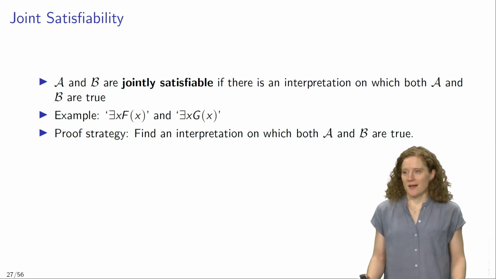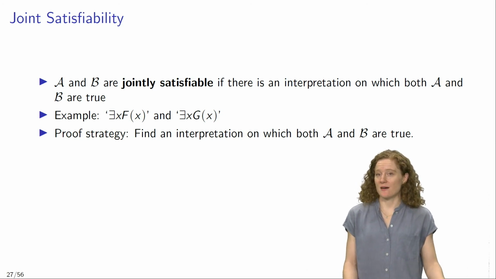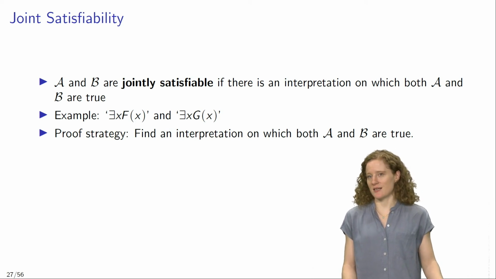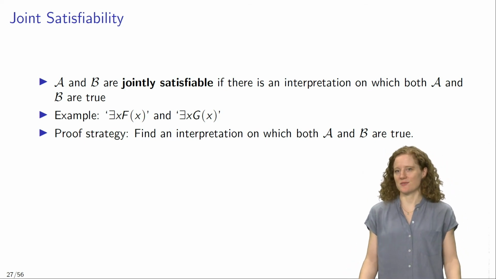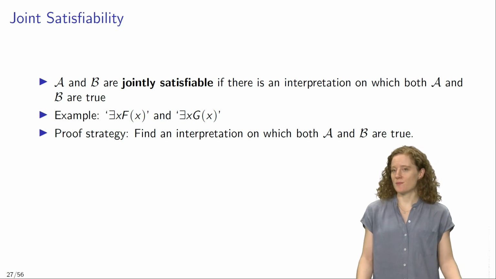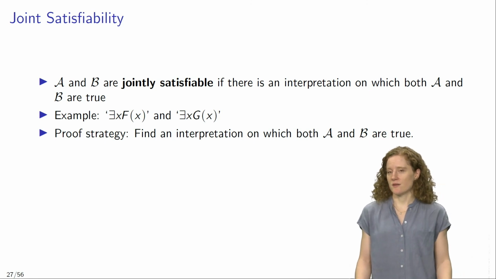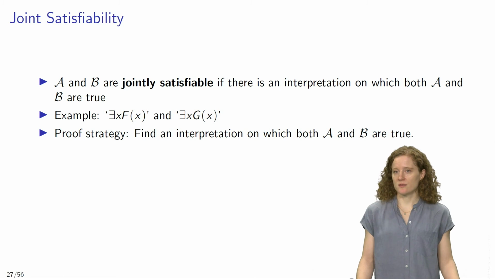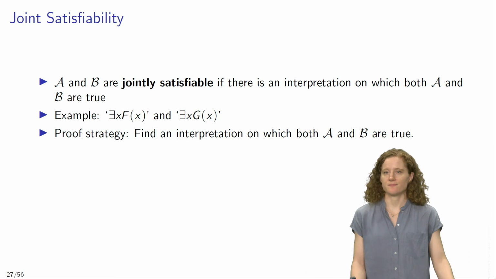Now, two FOL sentences A and B are jointly satisfiable if and only if there is an interpretation on which they both are true. So for example, the two sentences, there is an x such that fx and there is an x such that gx are jointly satisfiable. In order to show that they are jointly satisfiable, we simply need to find an interpretation on which both of these sentences are true. So this is any interpretation whose domain includes an object that is f and also includes an object that is g.